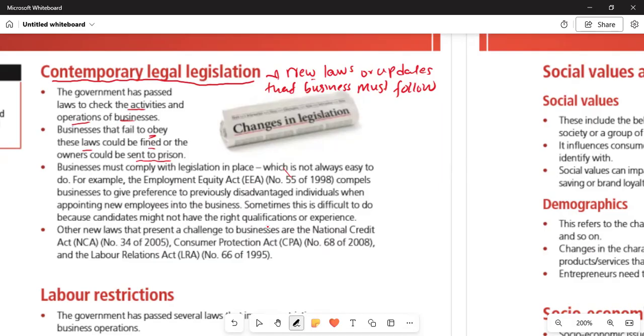Business must comply with legislation in place, which is not always easy to do. For example, the Employment Equity Act number 55 of 1998 compels business to give preference to previously disadvantaged individuals when appointing new employees into the business. Sometimes it is difficult to do because the candidates may not have the right qualifications or experience.